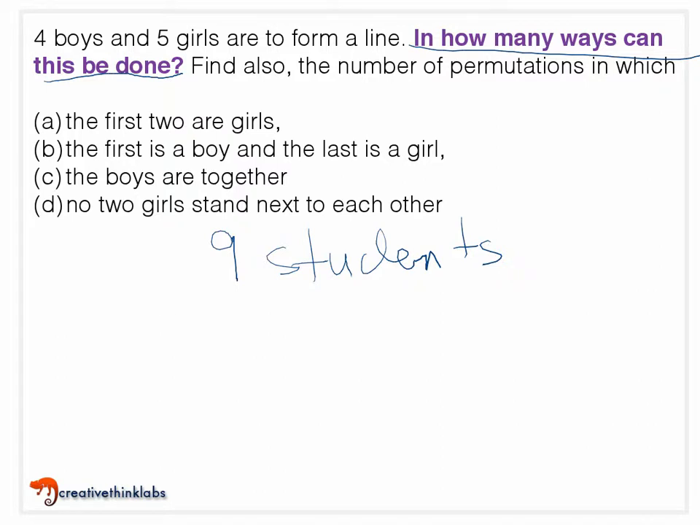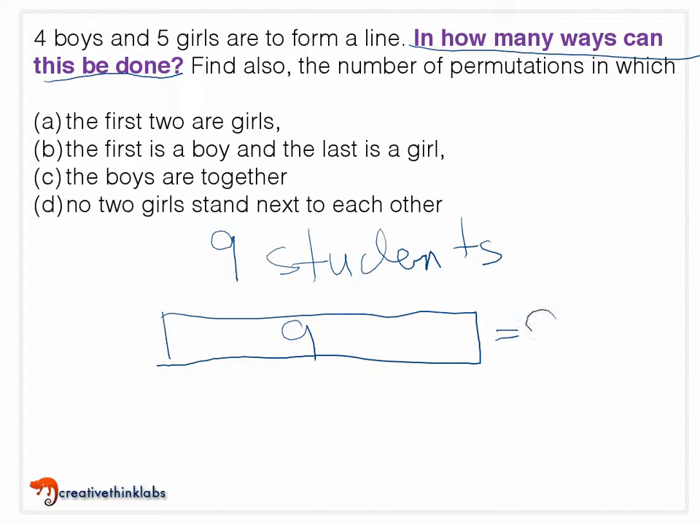Now we know how to do this. We draw a box with 9 columns, and 9 times 8 times 7, we know this is equals to 9 factorial. If you were to use your calculator and calculate this, you will get 362,880 ways. So this takes care of the first part of the question. Let's move on.